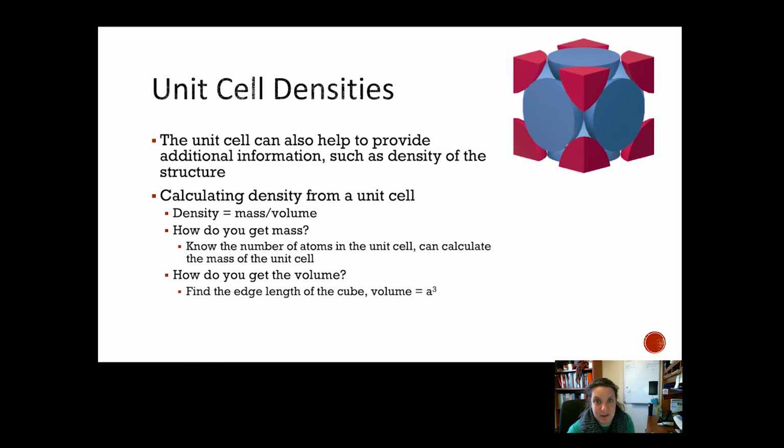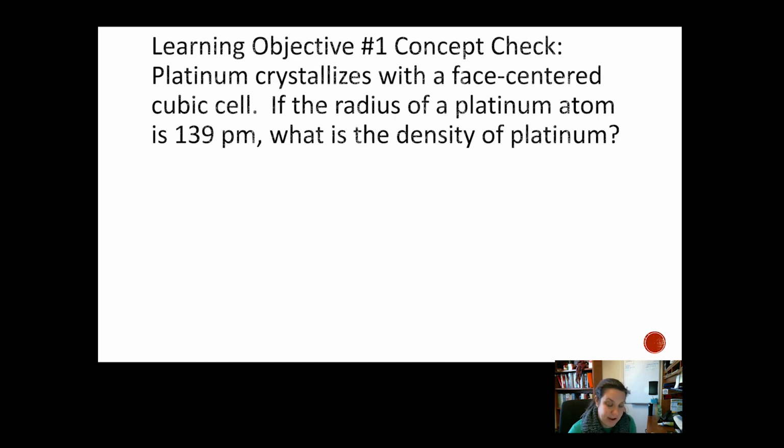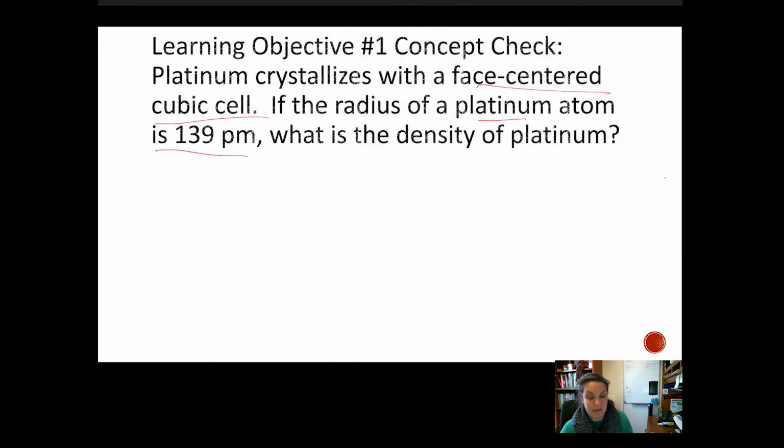Okay, so let's see. Can we do this? So we've got a face-centered cubic cell. That face-centered cubic cell is platinum with a radius of 139 picometers. Okay. We want to know what the density of that platinum is. So we need to take the mass of our atoms, divide it by the unit cell volume, and then we will get our density. So first, mass of atoms.